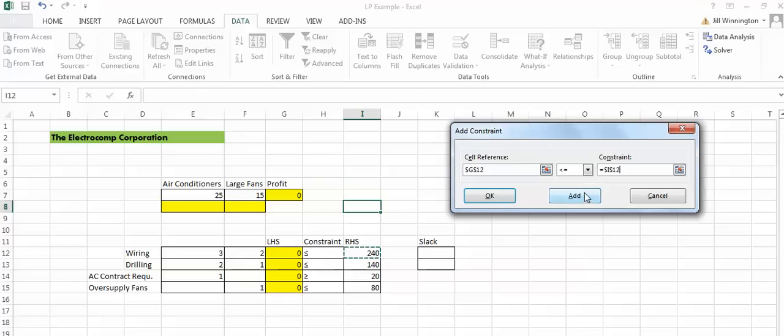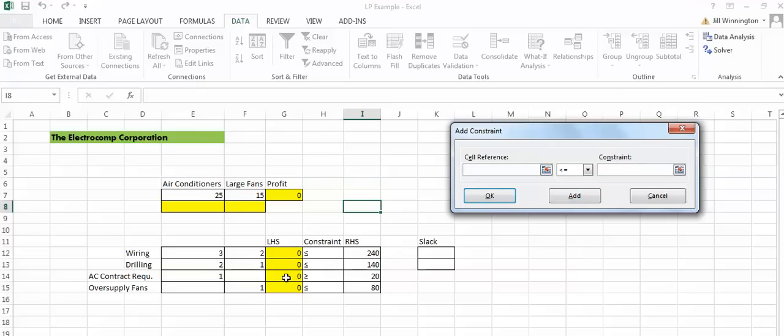And then I'm going to add that constraint. And I'm going to do that for each one of these constraints. So for this one, reference cell would be the G13 for my drilling, and it's subject to the 140. My sign is already correct, and I just need to put my right hand side in. And I add that, and you'll see where that goes in just a minute.